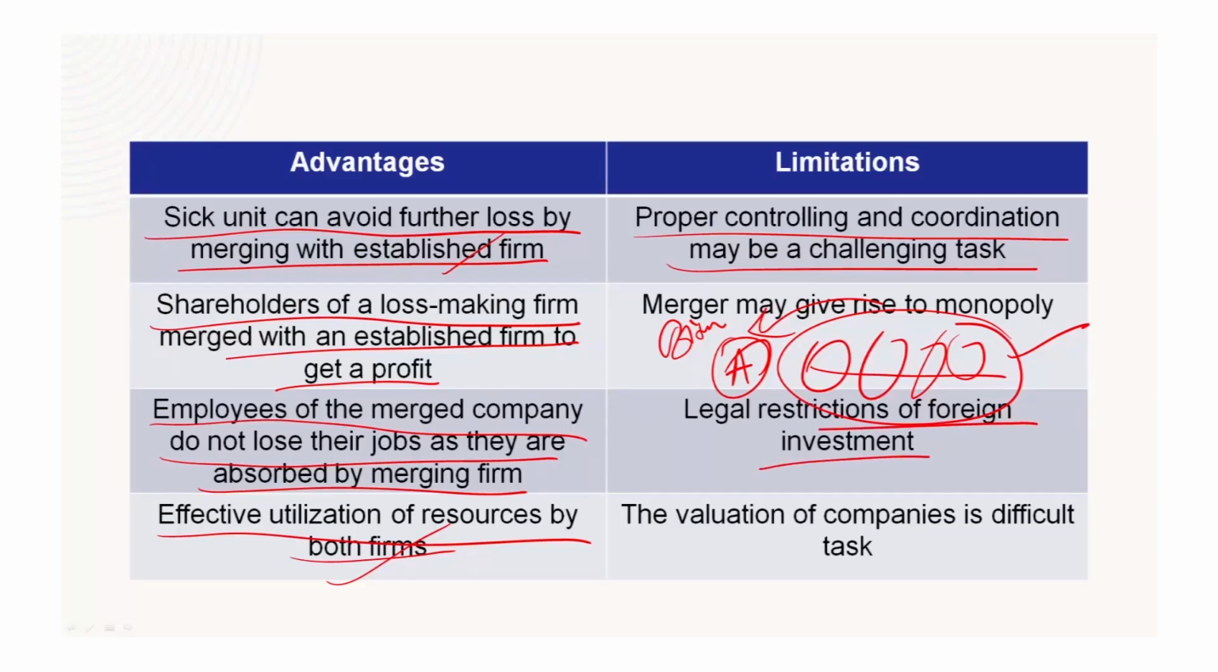Legal restriction of foreign investment. Sometimes it happens that the government observes that foreign investment or foreign institutional investors are funding a particular company in order to neutralize the competition and create a monopoly in the market. Then the government takes action and neutralizes the creation of the monopoly.